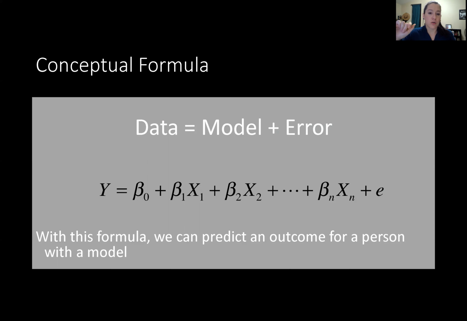Okay. So for a linear model, we're talking about fitting a straight line. This is just a conceptual way of looking at this formula, both using words and then actually using symbols that you'll see more customarily. Whenever we're talking about the linear model, we have these observed data, or data that's comprised of model plus error, data that we're interested in predicting. So with this formula, we can predict an outcome for a person. With this model, we can predict this outcome Y using this formula and some estimation methods.